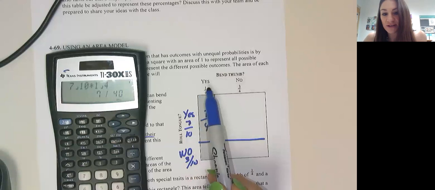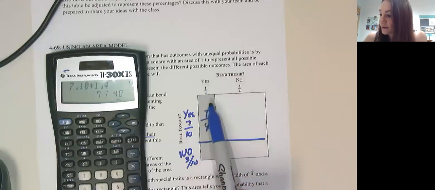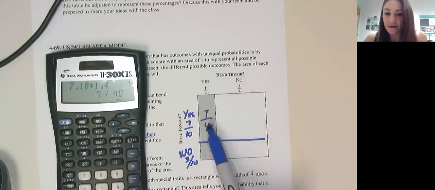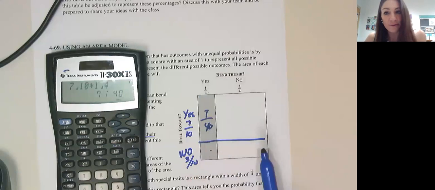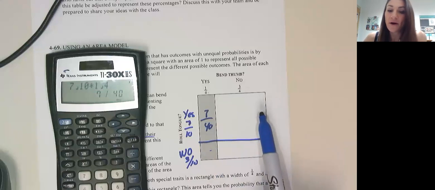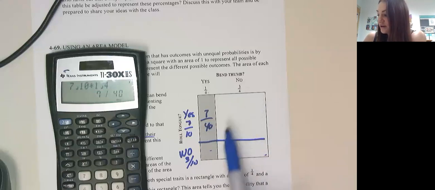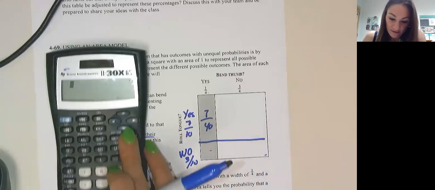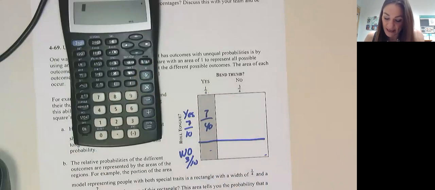Just make sure that you're not counting the boxes and saying 1/4, 1/4, 1/4, 1/4. You're labeling the probabilities, and then to find the area of this rectangle, base times height. A great way to check yourself is all of these probabilities should add up to one whole. So if we took all of these probabilities and added them up, we should get 1.